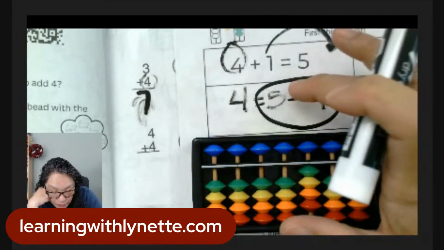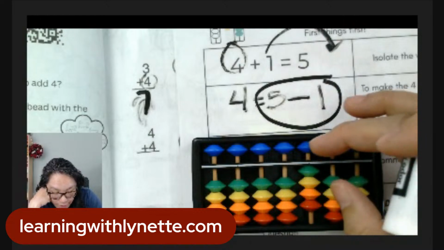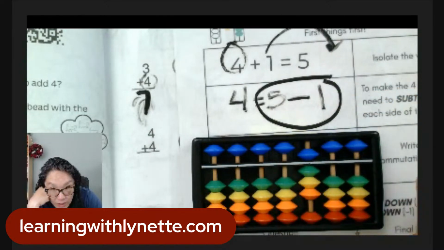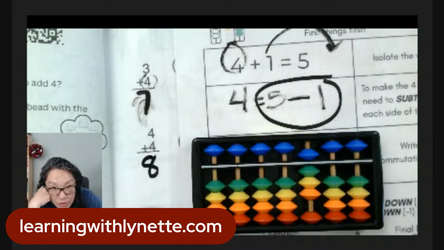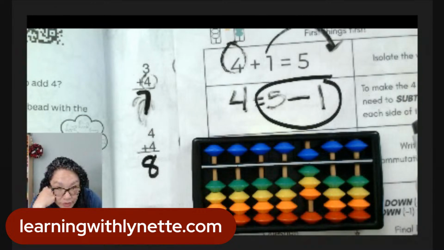So when we add it, we have the 5 minus the 1. 5, and then take away the 1. My final answer is 8. So what we're doing is we're not memorizing our doubles. So following this pattern, when we add the 3 without any room.